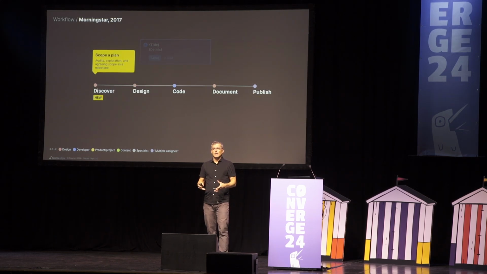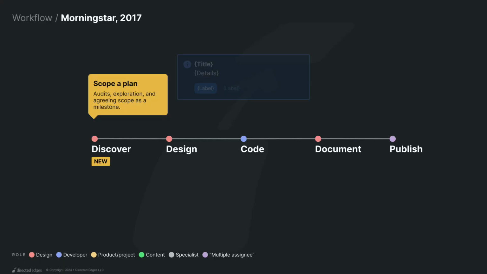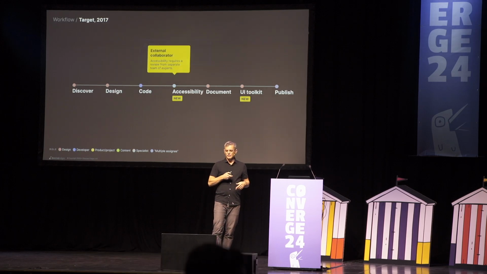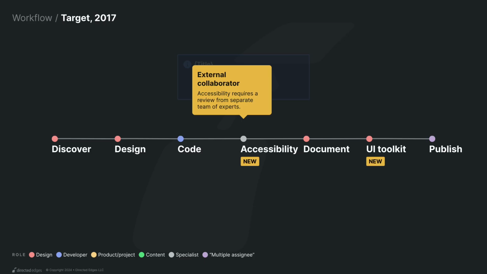As I worked with Morningstar from 2017 to 2018, we also put something before design because we wanted to protect ourselves to understand what we were working on. We called it the discover step at the time, where we were doing scope and auditing things, and I'll talk more about that. And as this process evolved further, I worked with Target. They actually had a longer set of steps, and you can see it got more and more complicated.